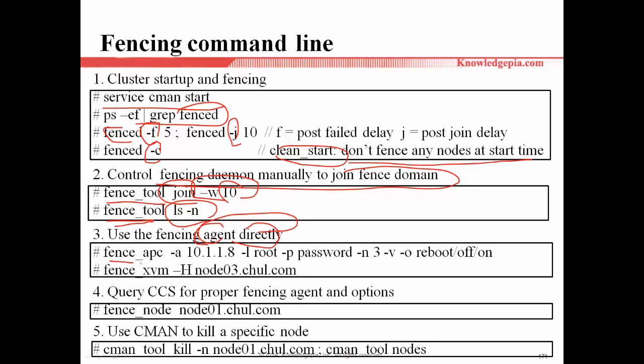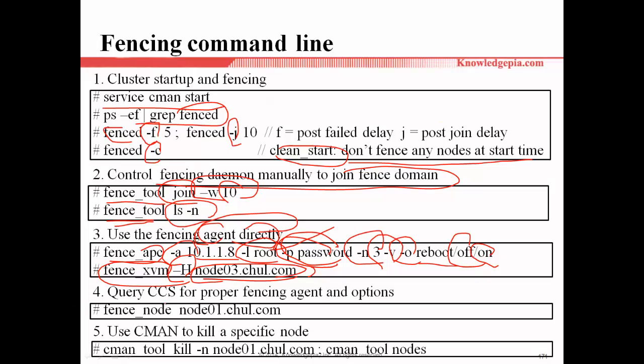For example, fence_apc, like a power switch address, this one, and the username and the password. In this case, this kind of agent must be supplied the username, IP address, password, plug number, and action. In case of action, we can use reboot, off, or on. Or if we use fence_xvm based on KVM, then we can use this kind of fencing agent: fence_xvm with the host name, node03.chol.com. In this case, this fencing agent will fence the node directly.